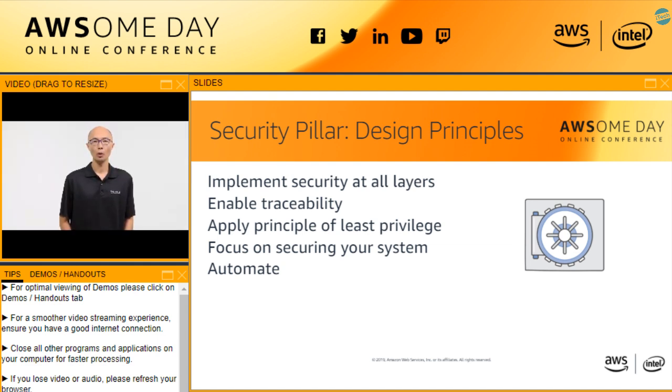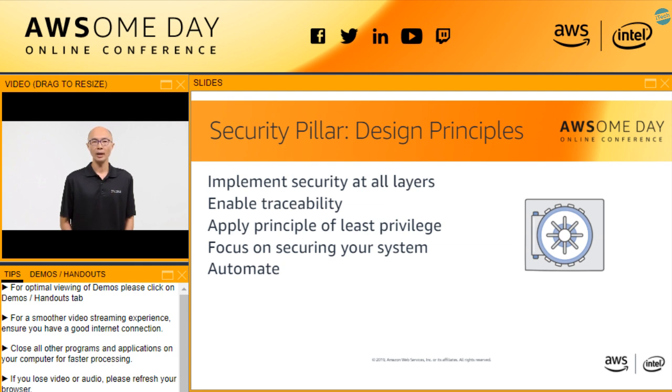Next, focus on securing your system. With the AWS Shared Responsibility model, you can focus clearly on securing your application, data, and operating systems, while AWS provides secure infrastructure and services.